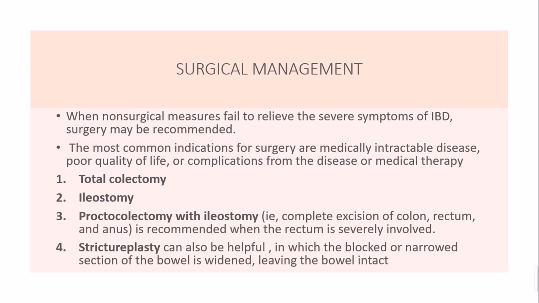And in surgery we have to perform a total colectomy and ileostomy, proctocolectomy with ileostomy, and also strictureplasty. So total colectomy means there will be a total or complete excision of your colon. Then ileostomy, it says that there will be a removal or an excision made in the ileum. The proctocolectomy with ileostomy means that there will be a complete removal of your colon, rectum along with the anus. And this surgery is recommended when the patient's rectum is involved in the problem. So if rectum is involved, then rectum will also be removed.